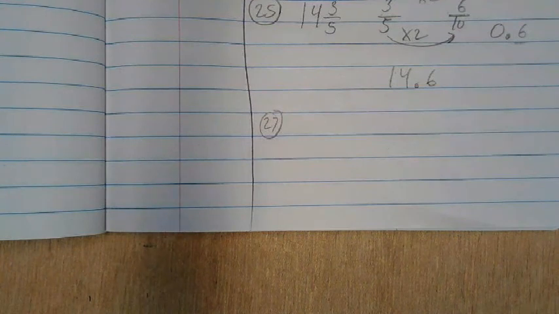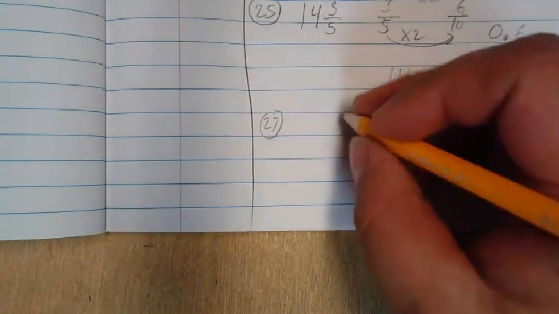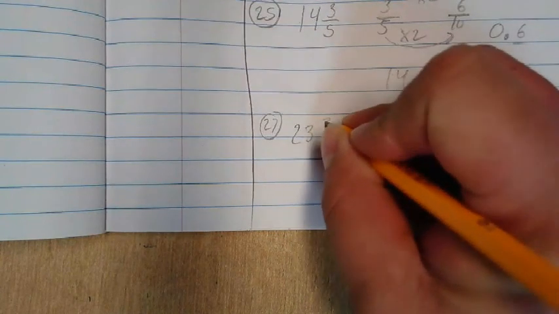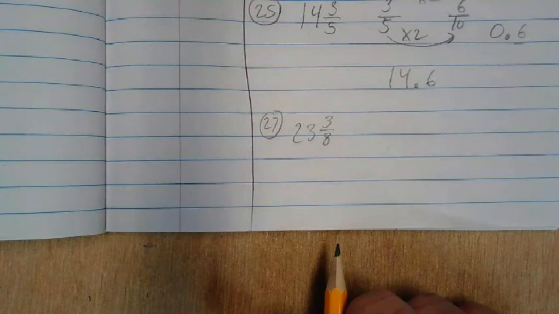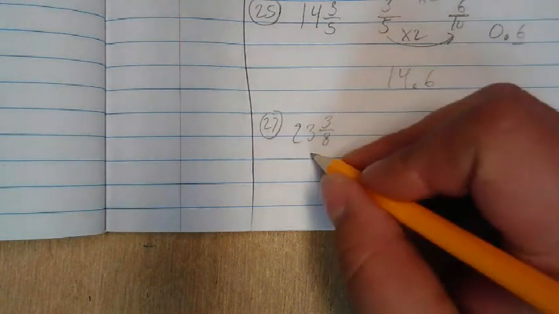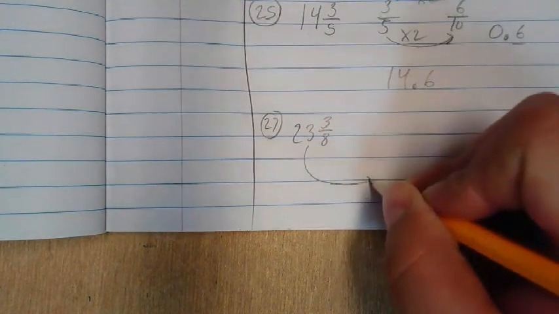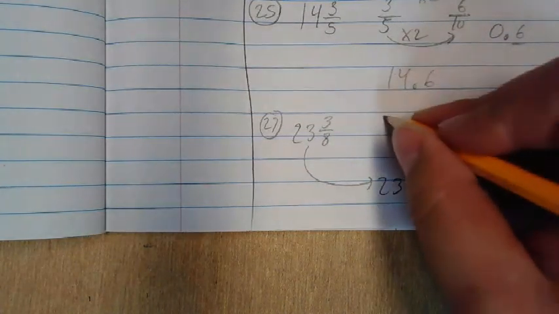Rancho Middle School has an average of 23 and 3/8 students per teacher. Write this mixed number as a decimal. All right, so they give you the mixed number of 23 and 3/8, and they want you to change it into a decimal. Fair enough. All right, again, the whole number, just put it to the side. Don't do anything with it.